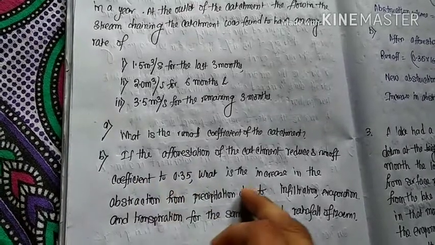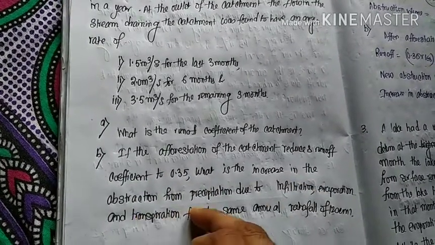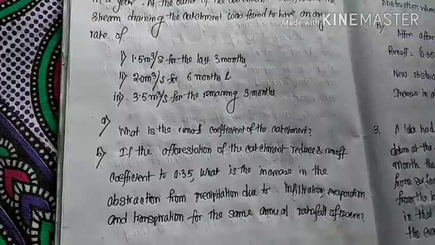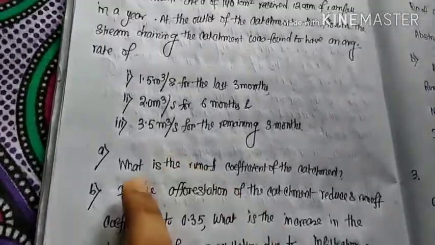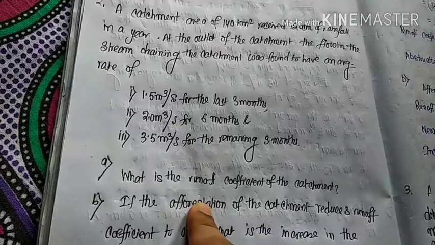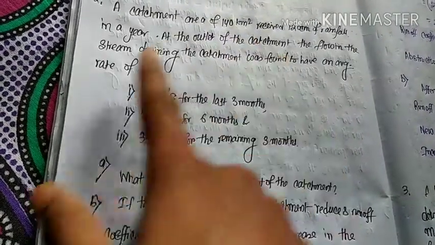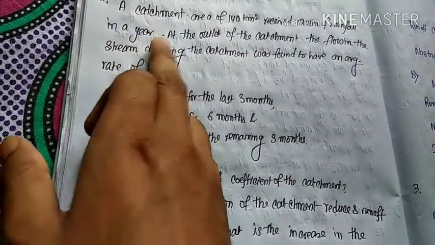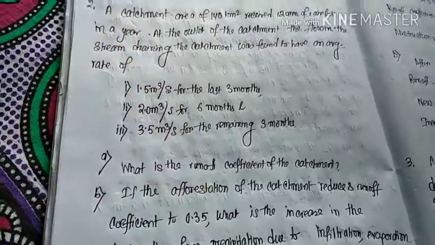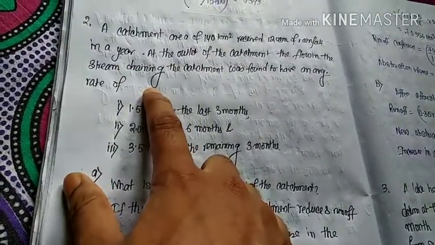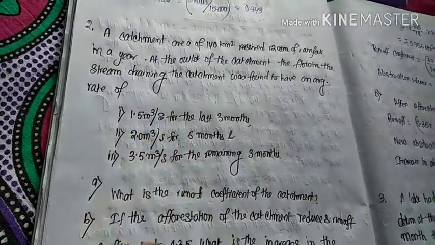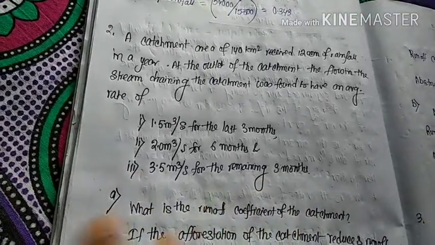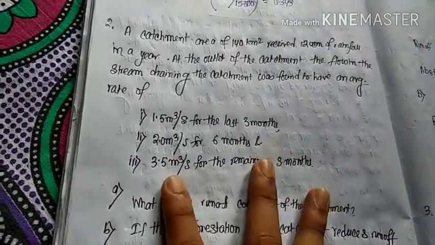So what is the increase in the abstraction from precipitation due to infiltration, evaporation and transpiration from the same annual rainfall of 120 centimeter, right? Now we have to determine the precipitation. Rainfall is 120 centimeter, so precipitation will be 120 centimeter in a year. Now these amounts for 3 months, 6 months and 3 months are not the precipitation, that is the runoff only.